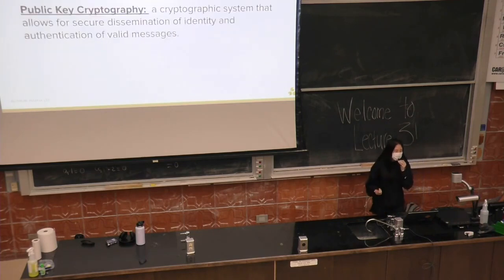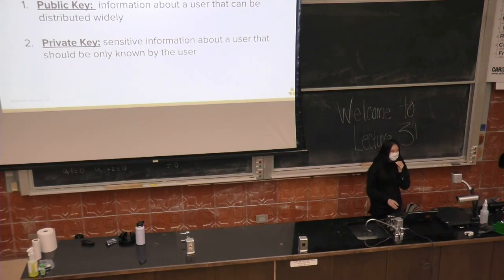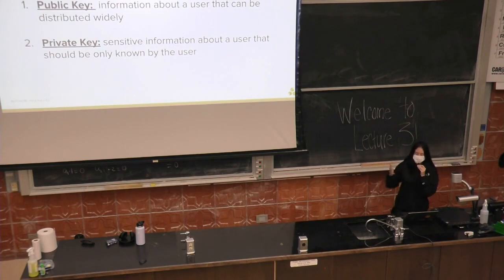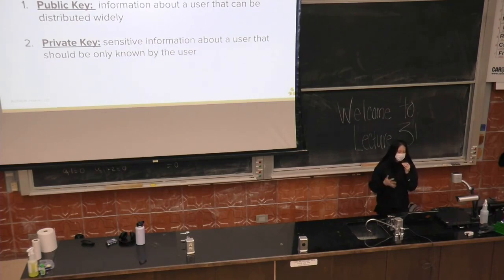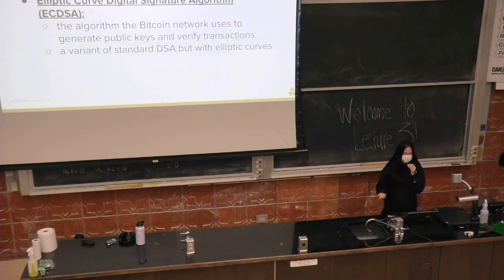And the solution to that is public key cryptography. So basically this cryptographic system will allow you to create identities for users and use those identities to verify transactions and messages without revealing any of their identities. So in this system, you have a public key. This is information about a user that you can send to anyone and display publicly. And then you also have a private key. And this is sensitive information about a user, and they should only know about it. They have to be the only person.